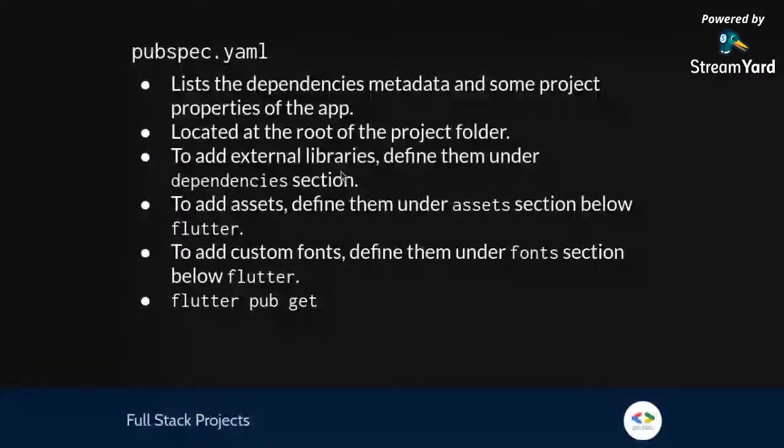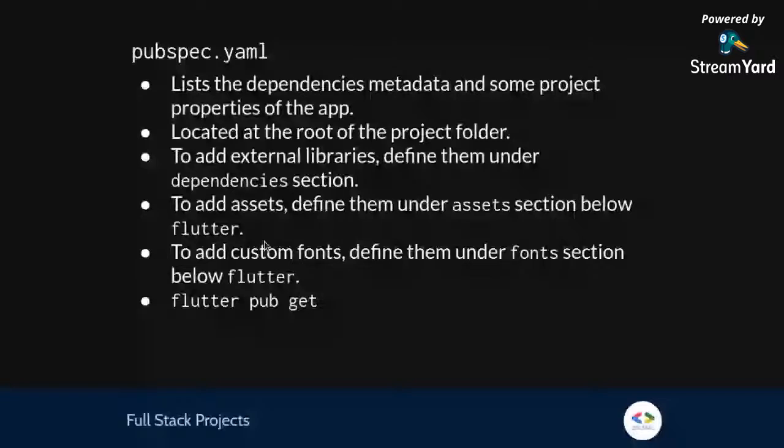We can add external libraries or packages. We need to define them in the dependencies section. We will see what that means as we work with it. We also get assets, which can include images and custom fonts. We need to add them in the assets section and the fonts section in the pubspec.yaml. And finally, for fetching the dependencies, that is the external libraries, assets, and the custom fonts, we need to run this command, that is flutter pub get.